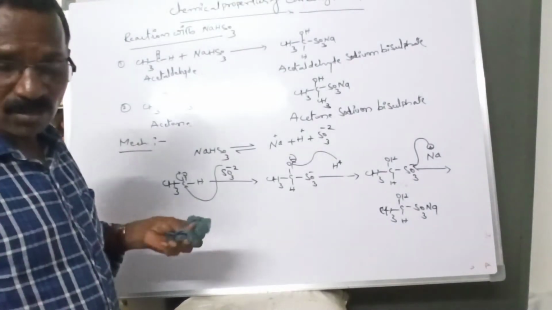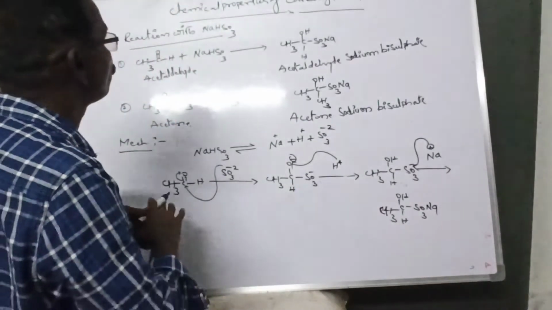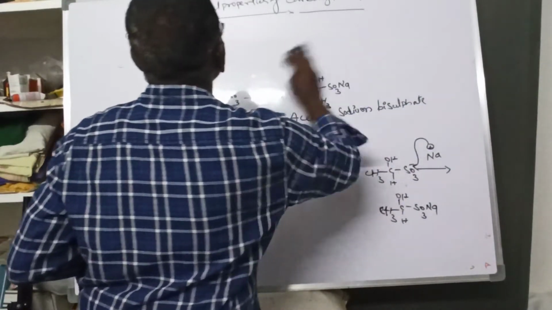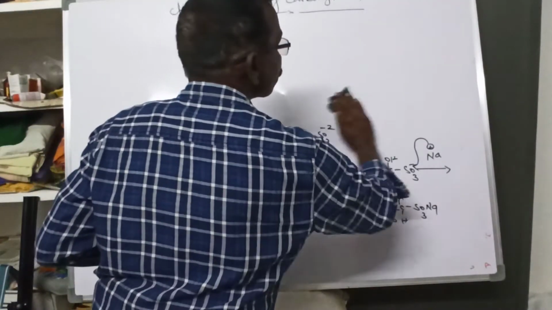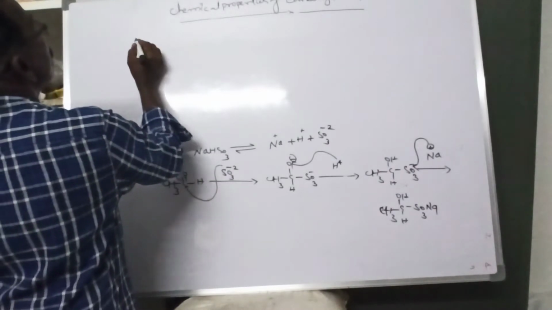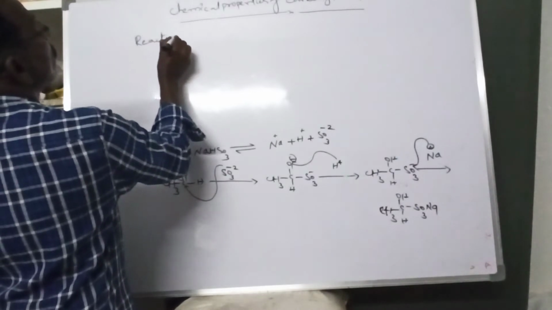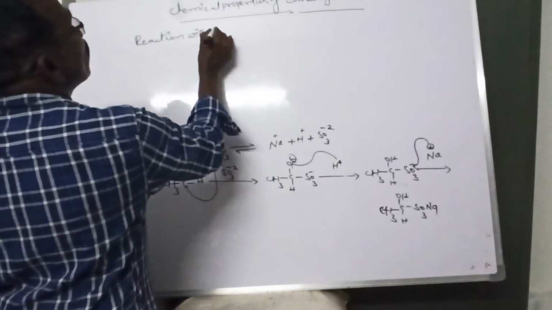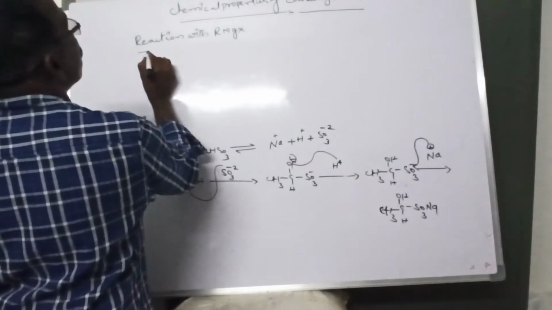Now let's discuss another reaction, that is the reaction with Grignard reagent. It is a very important reaction. We already know what a Grignard reagent is. RMgX is a Grignard reagent.